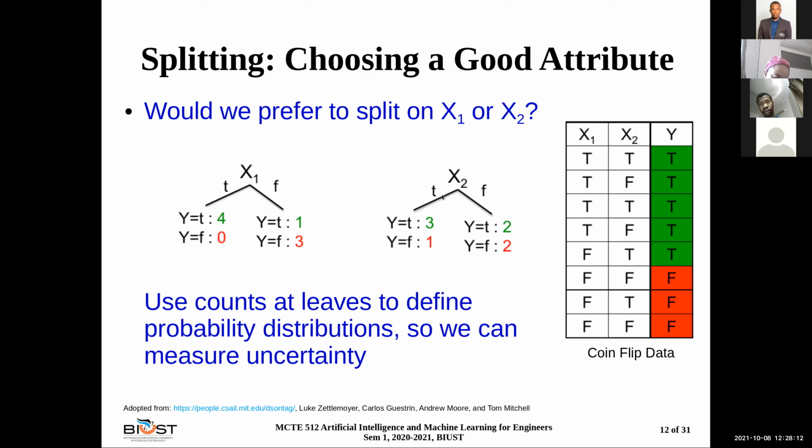If your input is X2, this is just the data table that is given to us. If X2 is true, then there are 3 possibilities of the output being true and 1 possibility of false. And if X2 is false, then it is half and half. So we use counts of leaves to define a probability distribution, so we can measure uncertainty.